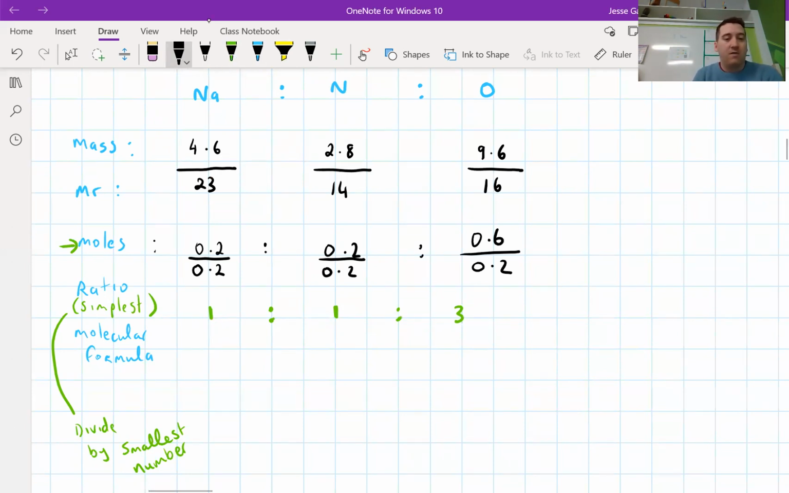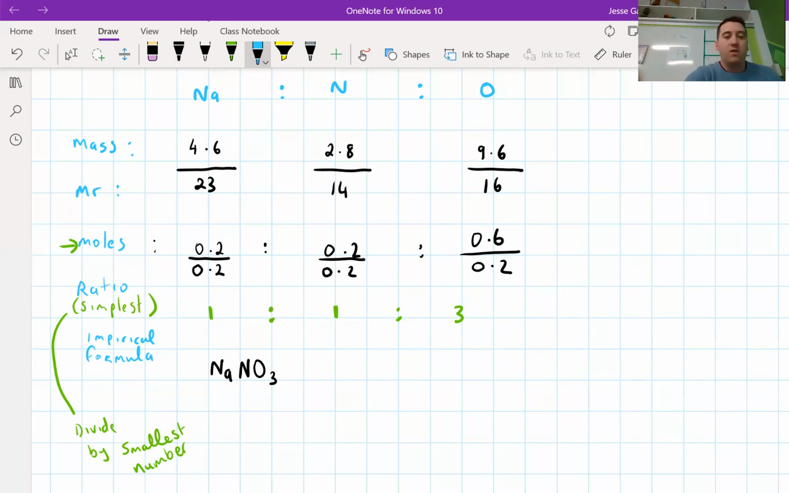So what's the molecular formula? Well, there's 1 part Na, so Na. There's 1 part N, N, and there's 3 parts oxygen, so O3. So that there is not your molecular formula, sorry, that's your empirical formula. Right, so that there is how you work out the empirical formula when you're given the reactant masses.